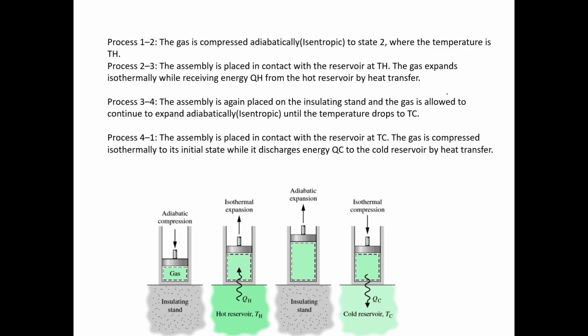Okay. Now this is basically the cycle, right? We have the piston cylinder assembly. So this is the cylinder, and these walls are not conducting any heat, this side and this side, okay? And we have the piston. This piston can move up and down, right?